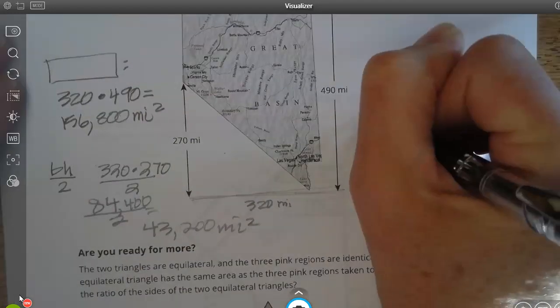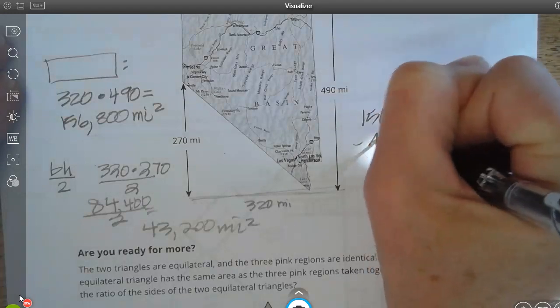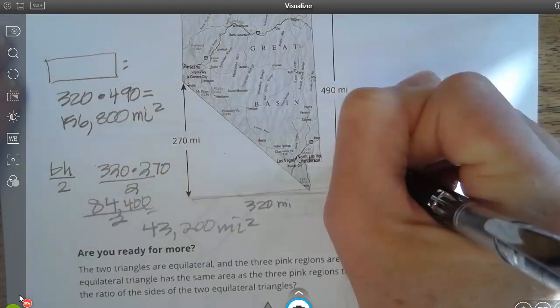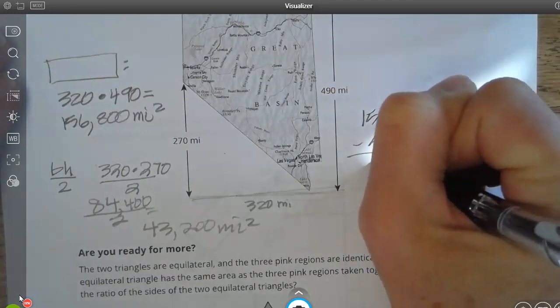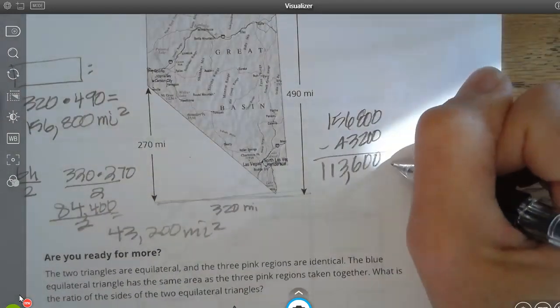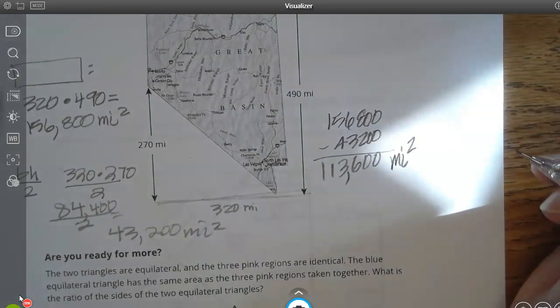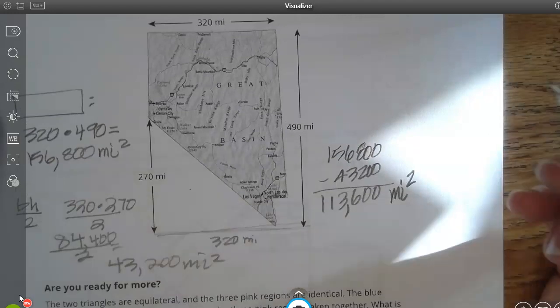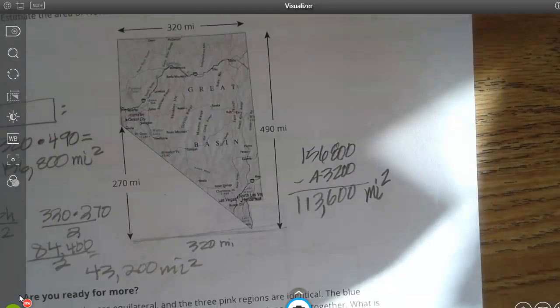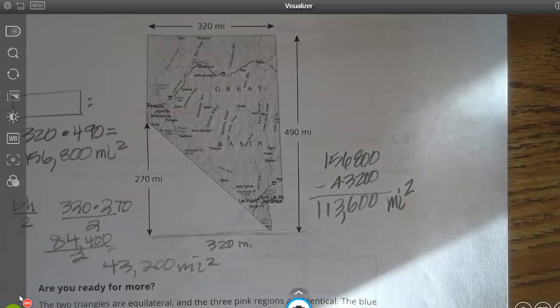Okay, so we'll take that 156,800 minus the 43,200. So we can say that Nevada is approximately 113,600 square miles. So obviously that's not going to be the exact measurement, but it will be pretty close to what it would be in real life.